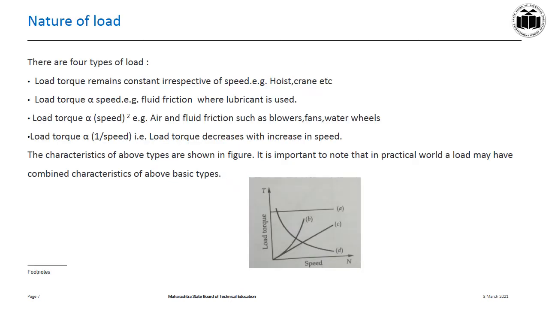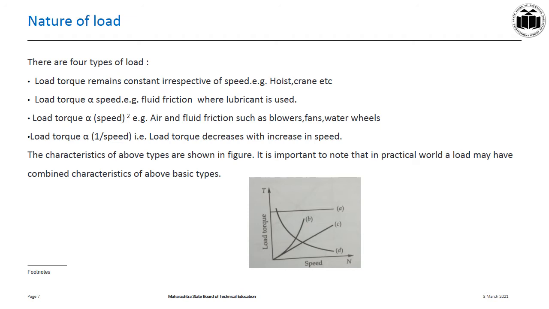Before we decide the type of electric drive, we have to understand the nature of load. There are four types of load. Number 1. Load torque is constant. Load torque remains constant irrespective of speed. For example, hoist, crane, etc.